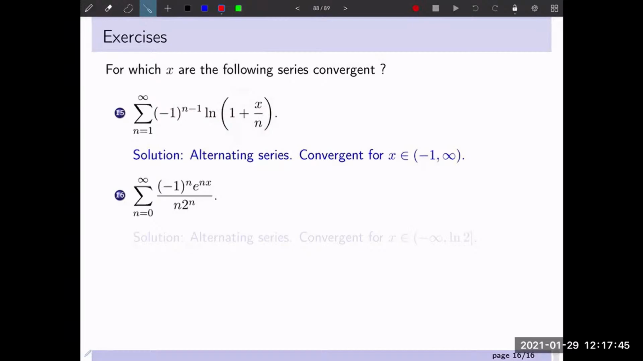Well, the 16th question is also an alternating series for some x. You should write this more clearly: this is (-1) to the power n, which means that the sign is alternating. But the second part should be written as this to the power n. You get this number to the power n.